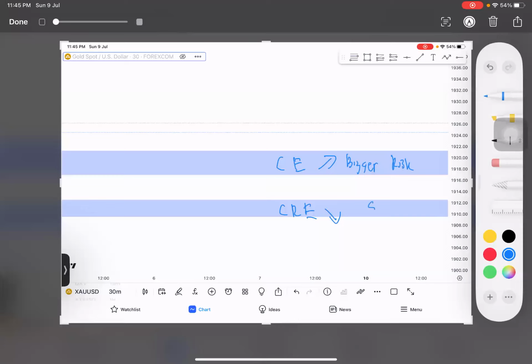For example, this is our sell zone, right? After the bearish engulfing.